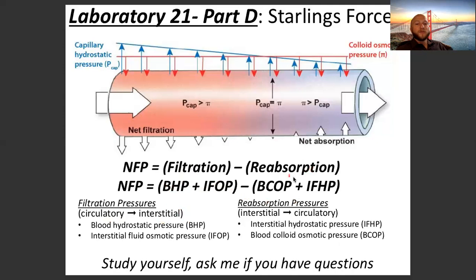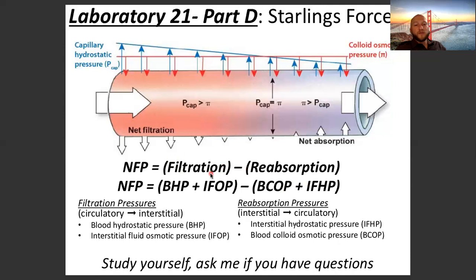The reabsorption forces are going to be blood colloid osmotic pressure, which is your osmotic pressure pulling and keeping fluid inside of our circulatory system. And it's going to be IFHP, or interstitial hydrostatic pressure, basically the blood pressure of the interstitial space. And that's going to be pushing fluid back into our capillaries. So you add these two forces up, you get filtration force. If you add these two forces up, you get reabsorption forces.